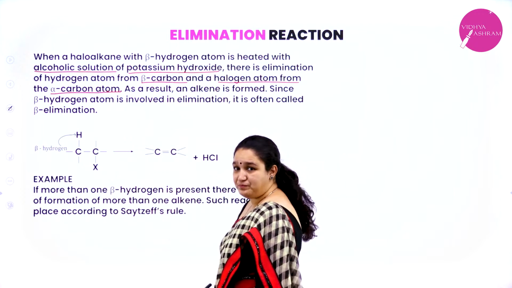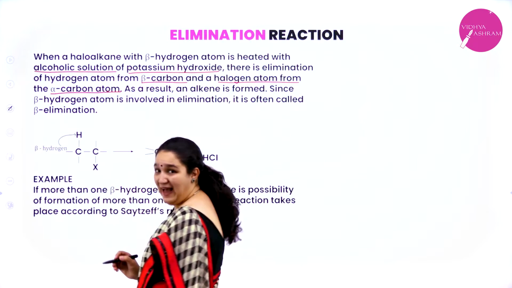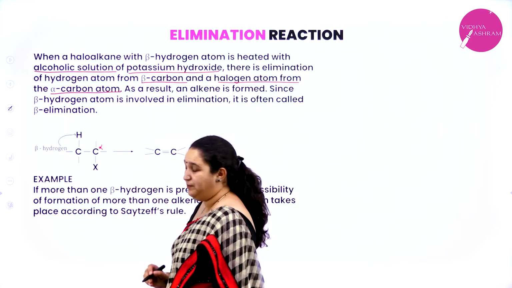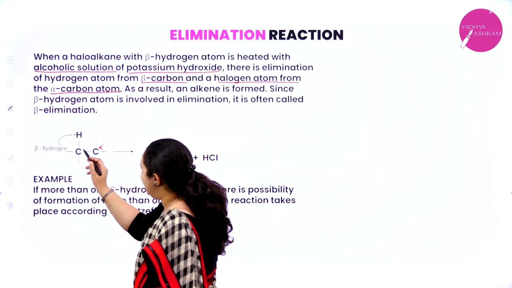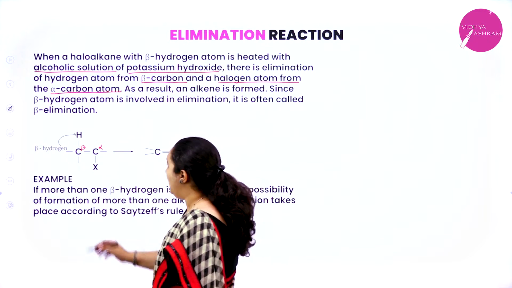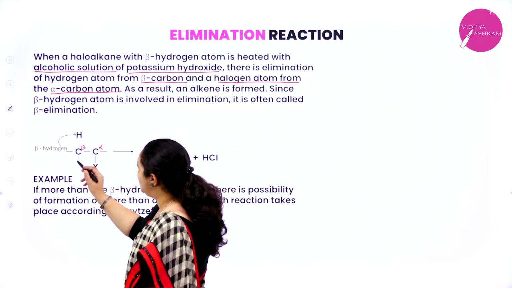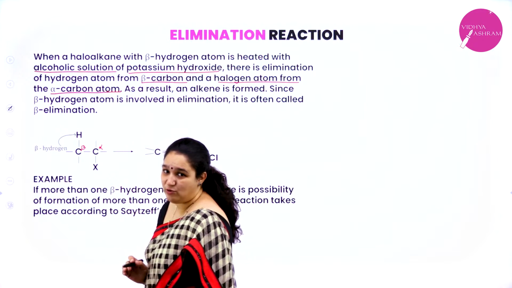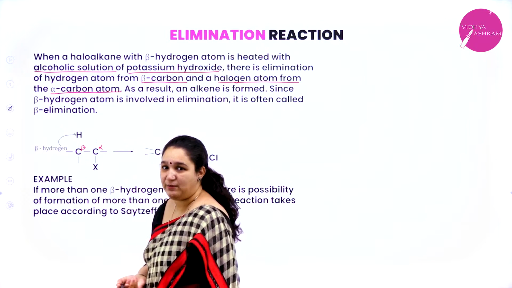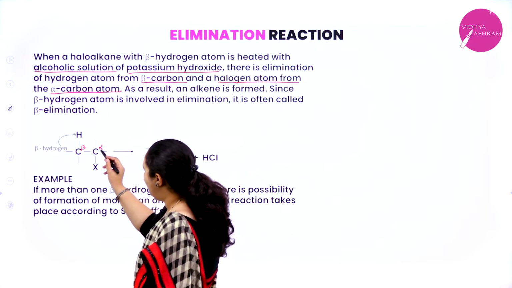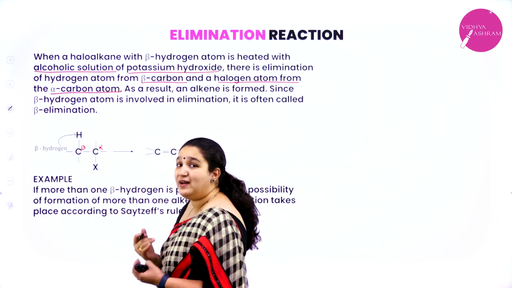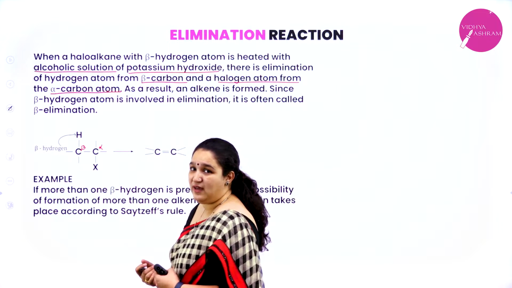Here if you see, the carbon atom to which the halogen is attached is called as alpha carbon atom. Okay. The carbon atom next to alpha carbon atom is called as beta carbon atom. Now beta carbon atom can have 1, 2 or all the 3 hydrogen atoms, or here it can have other R groups, alkyl groups which can be there. Okay. So the alpha carbon and beta carbon, we are going to remove something because it's elimination reaction.